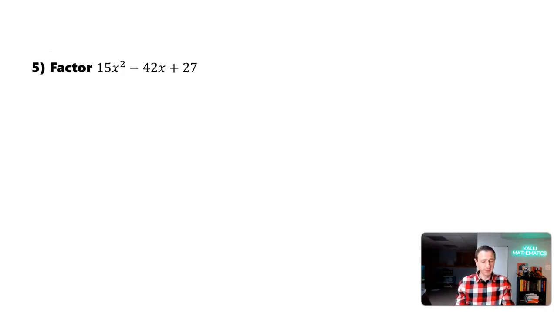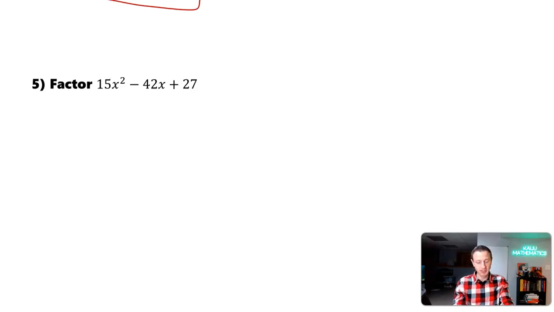So on this next one, factor 15x squared minus 42x plus 27, right away you're like, oh my goodness, 15 and 27, I'm going to have to multiply those two. But look for a GCF.